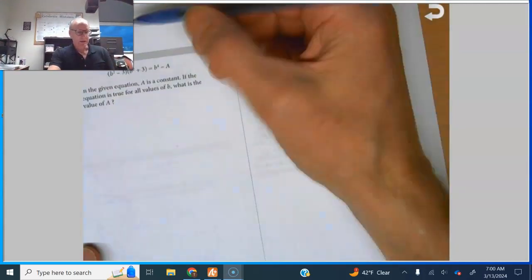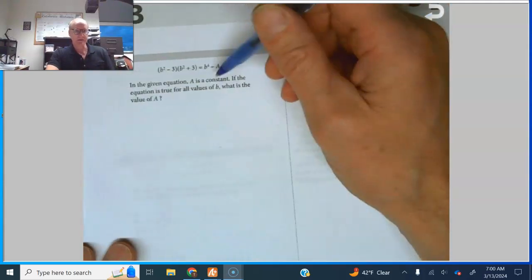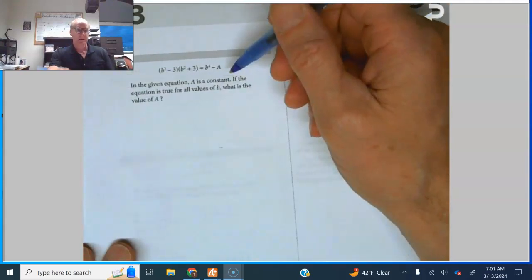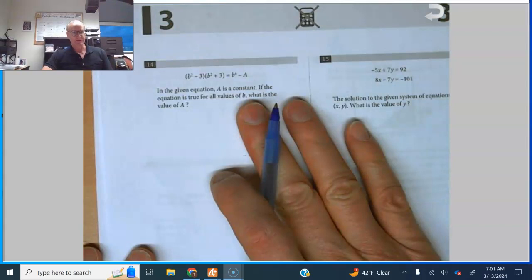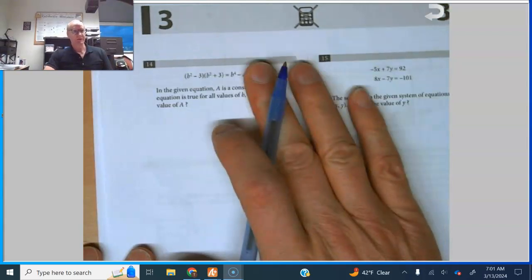Okay, what do we got here? Given equation, A is a constant. Oh my God, it's an easy one. Okay, one thing to be careful of, if you're running out of time, jump back to the easy ones. These open-ended ones are the easy ones.